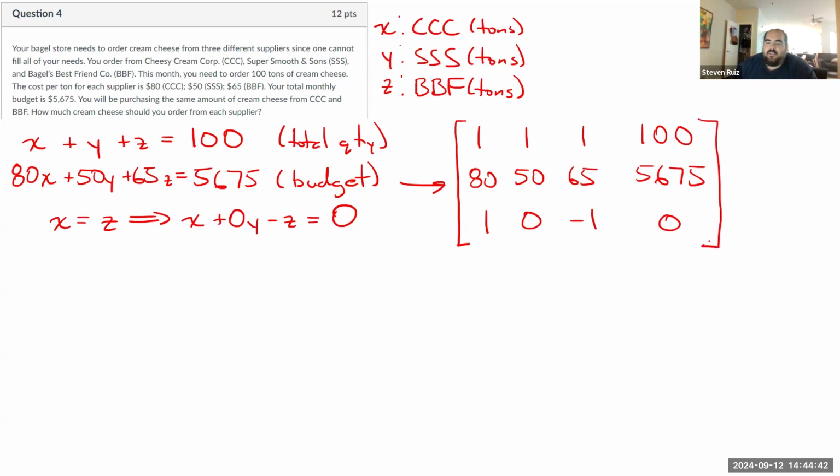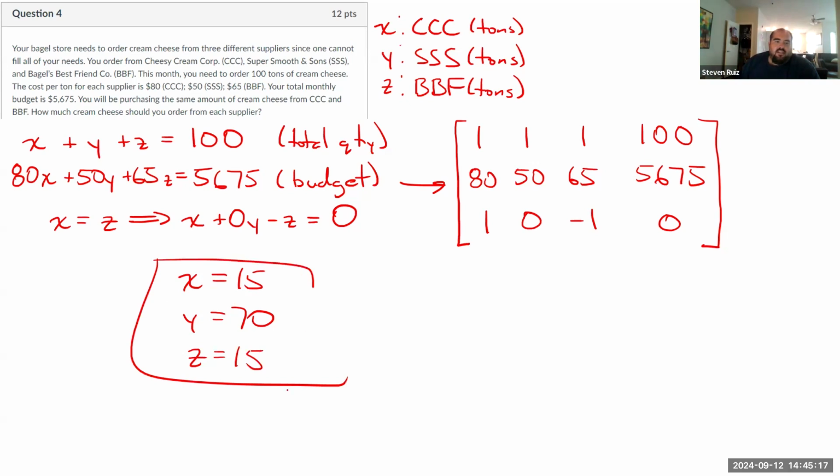So here's my matrix. We have lots of options for basically reducing these matrices by hand. You can do so in Desmos, among other things. I think the only thing I let you have access to was Desmos. So if you reduce that matrix by hand in Desmos, you should get this solution. We should get X equals 15, Y equals 70, and Z equals 15. So 15 tons from CCC, 70 tons from SSS, and 15 tons from BBF.